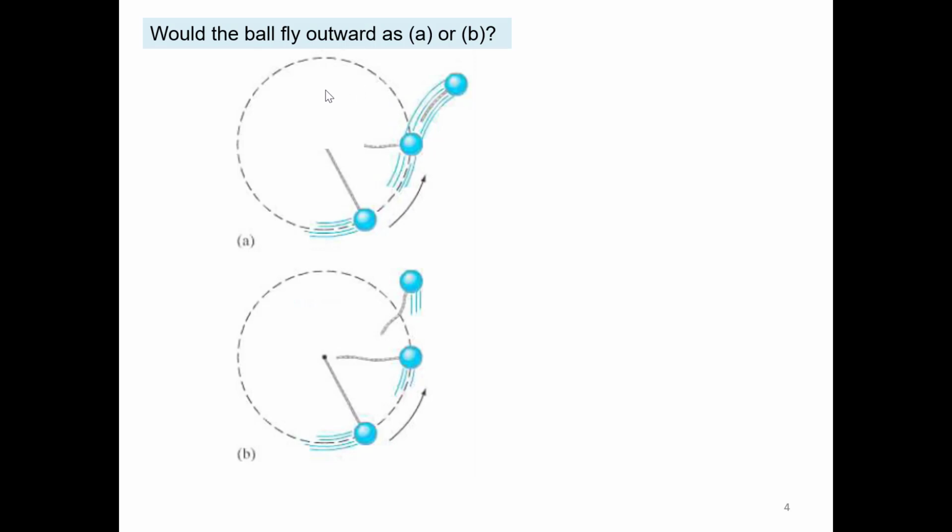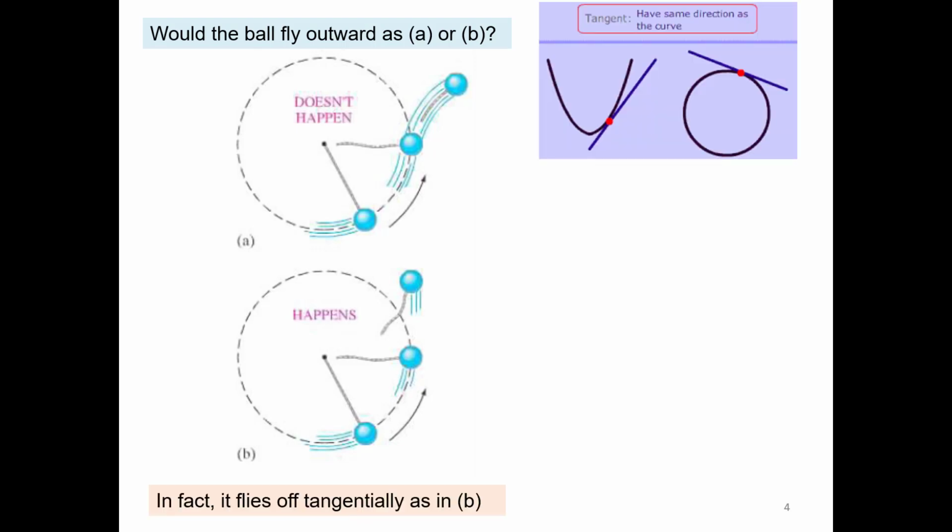Is it going to happen what we had in the first graph, or is it going to happen what we had in the second graph? What trajectory will the ball follow, A or B? The answer is B. And the reason is the ball will always follow the tangential trajectory.